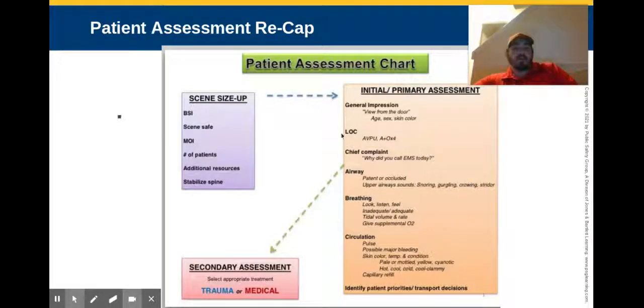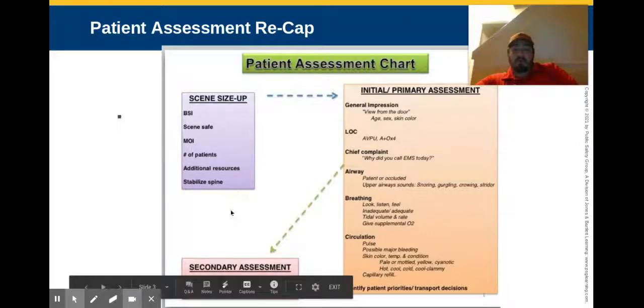Then we got into our primary assessment, the A, B, C, D, E's: bleeding, airway, breathing, circulation, disability, and expose. That was our primary assessment, which takes about 2 minutes, and that's where we cover any major life-threatening issues. In today's video, we're going to pick up with the secondary assessment.